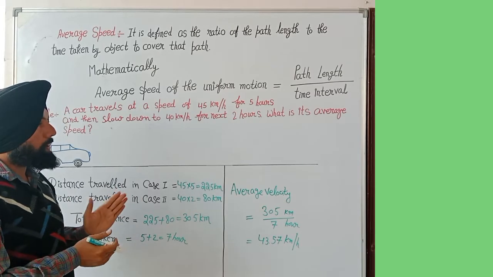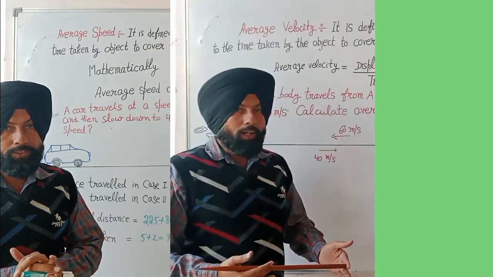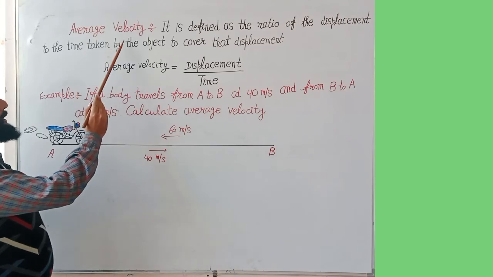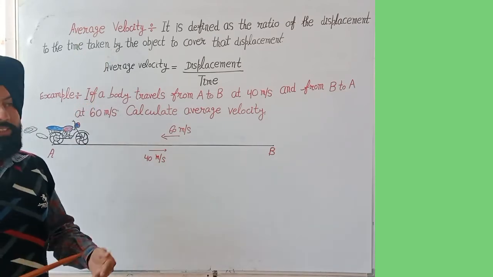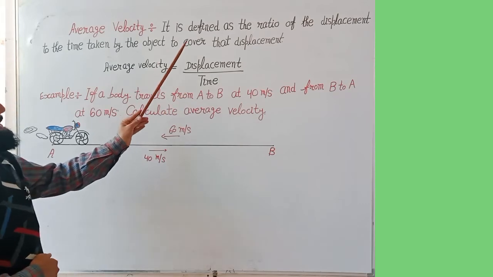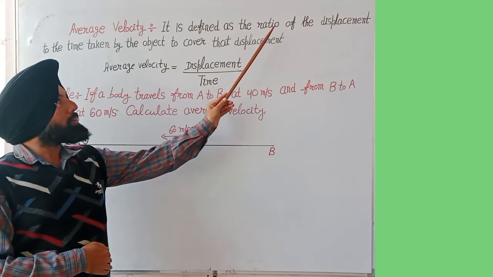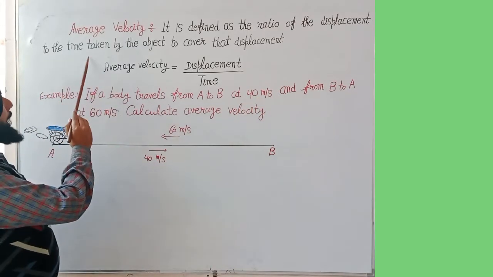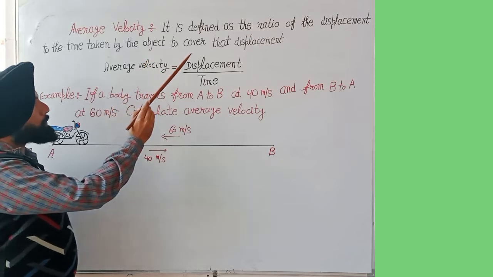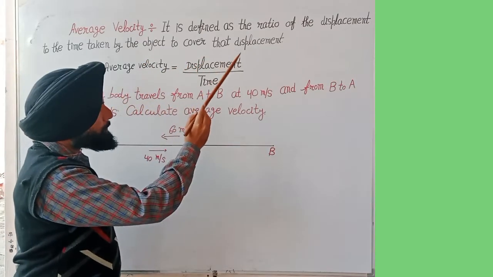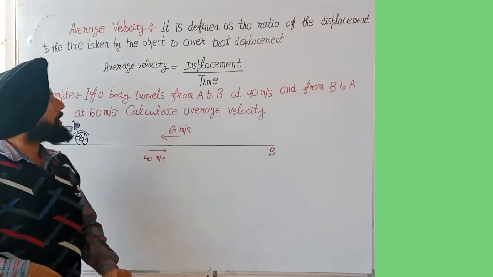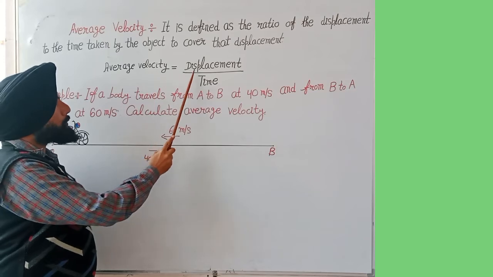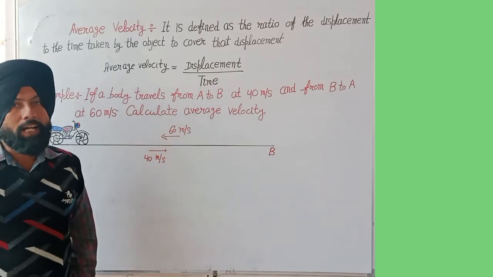Now, we will discuss average velocity. What is average velocity? It is defined as the ratio of the displacement to the time taken by the object to cover that displacement. Mathematically, average velocity equals displacement over time.